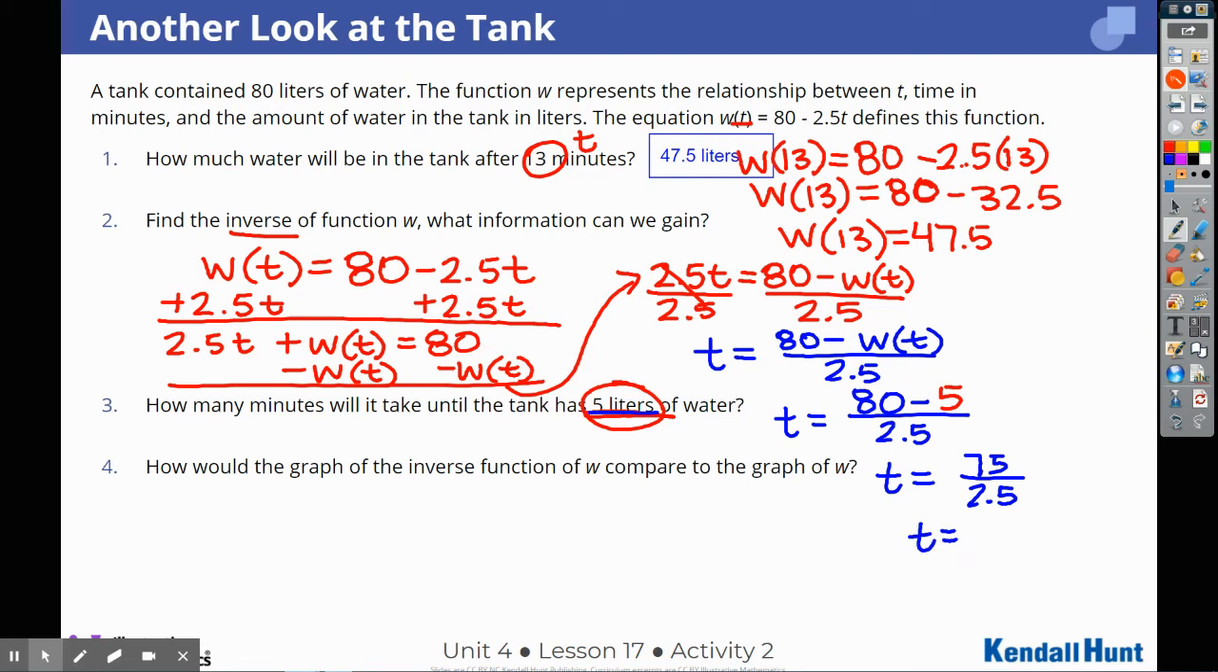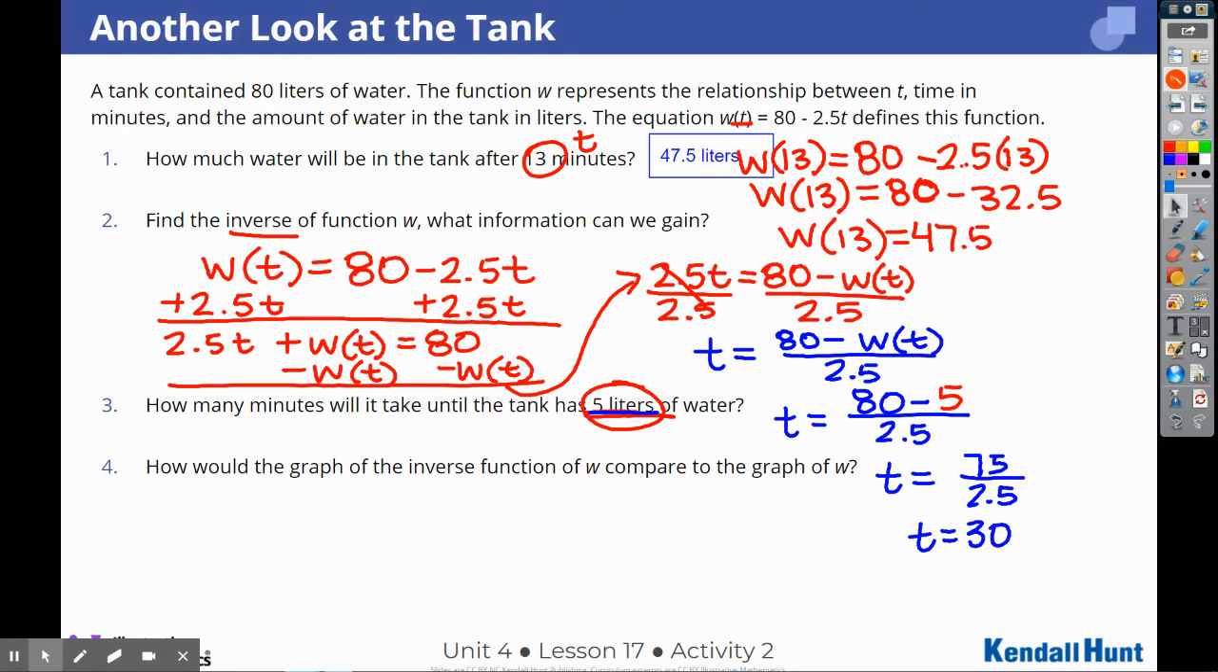And so t equals 30 minutes. And so we would get 30 minutes as our time that the tank of water would have 5 liters left. Okay. The next question I want you to think about a little bit is how would the graph of the inverse function of W compare to the graph of W?